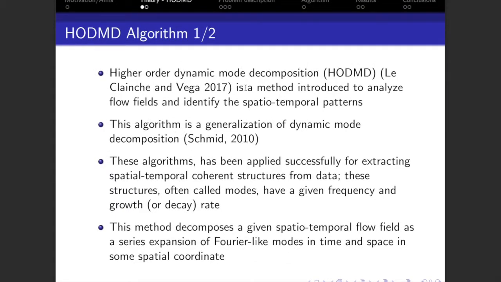High-order dynamic mode decomposition is a method introduced to analyze flow fields and identify the spatial-temporal patterns. This algorithm is a generalization of dynamic mode decomposition proposed by Schmid in 2010. This algorithm has been applied successfully for extracting spatial-temporal coherent structures from data. These structures, often called modes, have a given frequency and a growth rate. This method decomposes a given spatial-temporal flow field as a series of expansions of Fourier-like modes in time and space in some spatial coordinates.